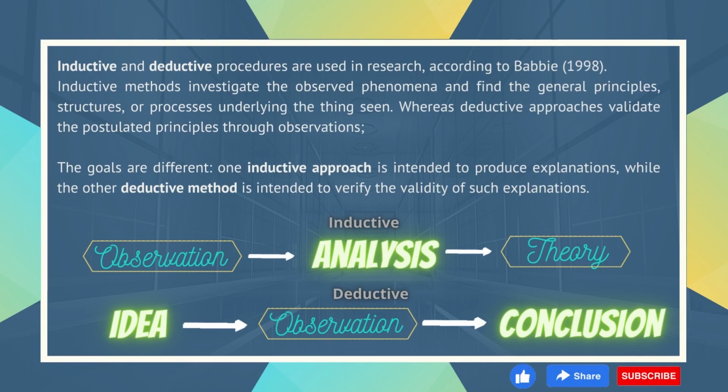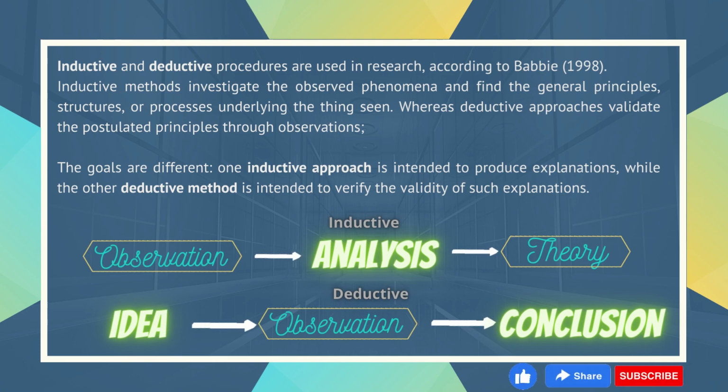Inductive and deductive procedures are used in research, according to Babbie, 1998. Inductive methods investigate the observed phenomena and find the general principles, structures, or processes underlying the thing seen, whereas deductive approaches validate the postulated principles through observations. The goals are different. One, the inductive approach, is intended to produce explanations, while the other, the deductive method, is intended to verify the validity of such explanations.